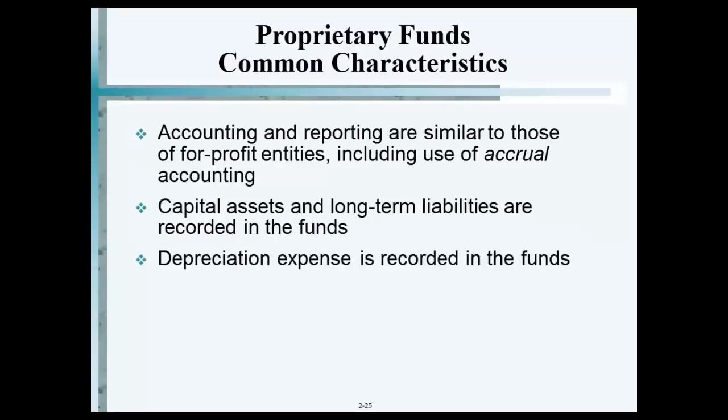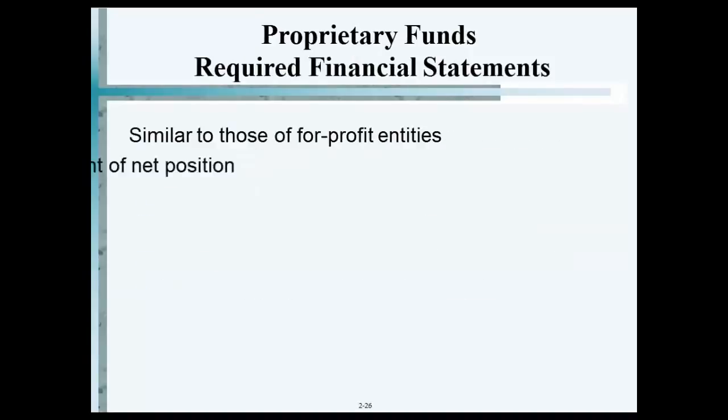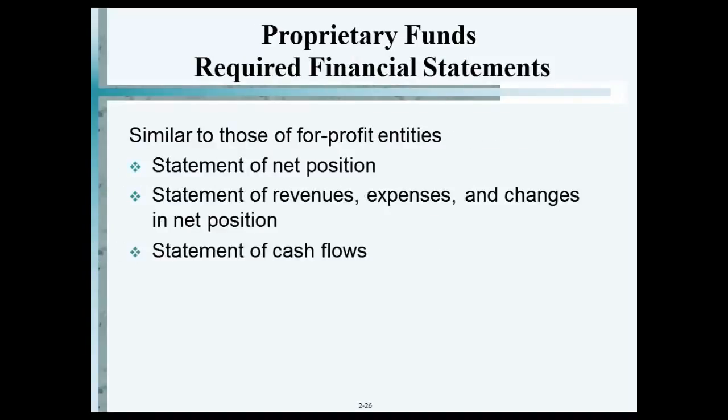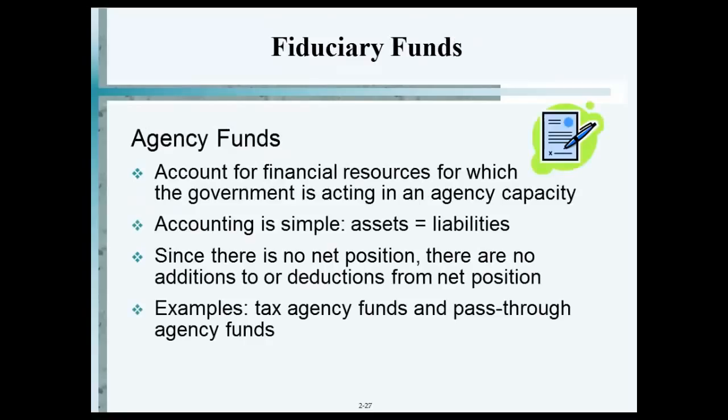And as I said, proprietary fund common characteristics, similar to accrual basis, long-term liabilities are shown, depreciation is shown, which is not shown in the governmental funds because it's a non-cash expense. Expenses are recorded, not expenditures. And I showed you these statements already. Agency funds, let me just describe to you a couple of things here because, since we were talking, I talked to you about the pension fund and just described to you agency fund. This doesn't really happen a lot, but it's used in other parts of the country.